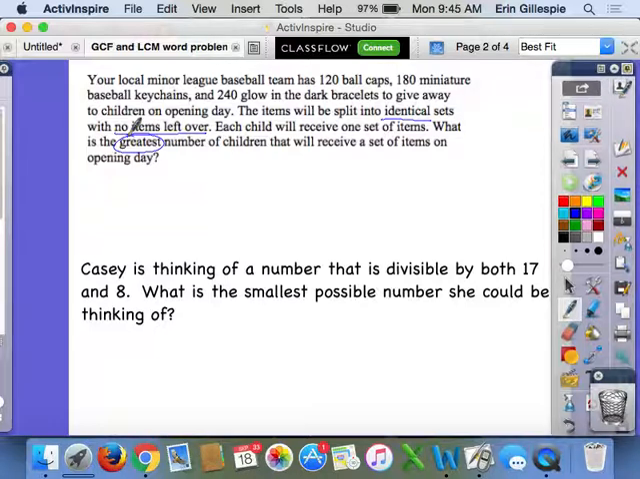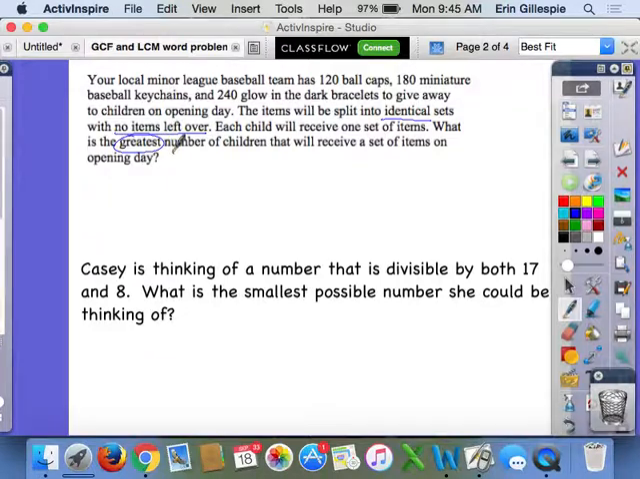Now, you should be following along with this on the handout. I underlined keywords here that would help me out. Identical sets means they should all be the same. No items left over means I can't go, all right, I'm just going to make 120 packs. Well, then I'm going to have 60 leftover keychains and 120 leftover bracelets, because they have to be identical. So I can't just have some extra keychains in some and some extra glow-in-the-dark bracelets in some. And the most important keyword here is: what's the greatest number of children that receive a set.